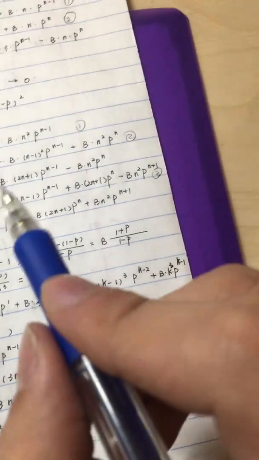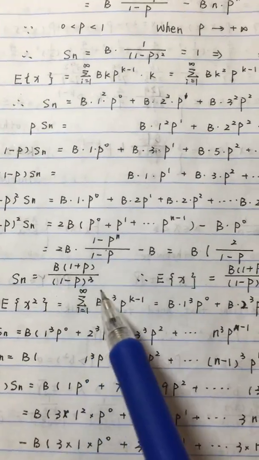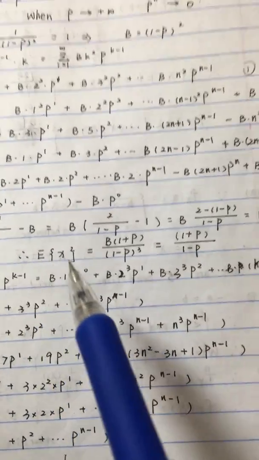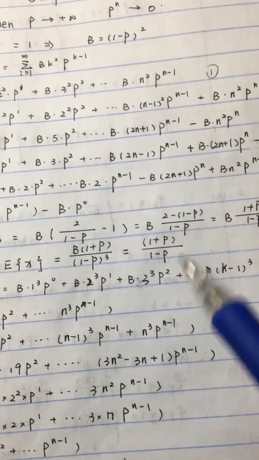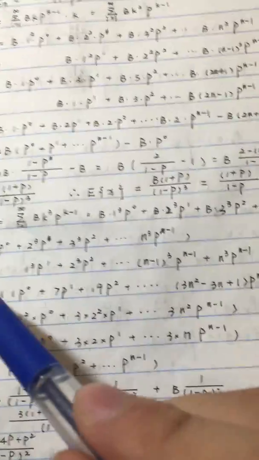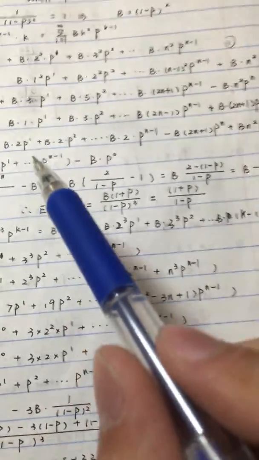Same as part A, if n goes to infinity, we can get p to the n equals 0. So we can get S_n equals this, and we can get E[X] equals 1 plus p over 1 minus p. For problem C, we use the same solution as B.